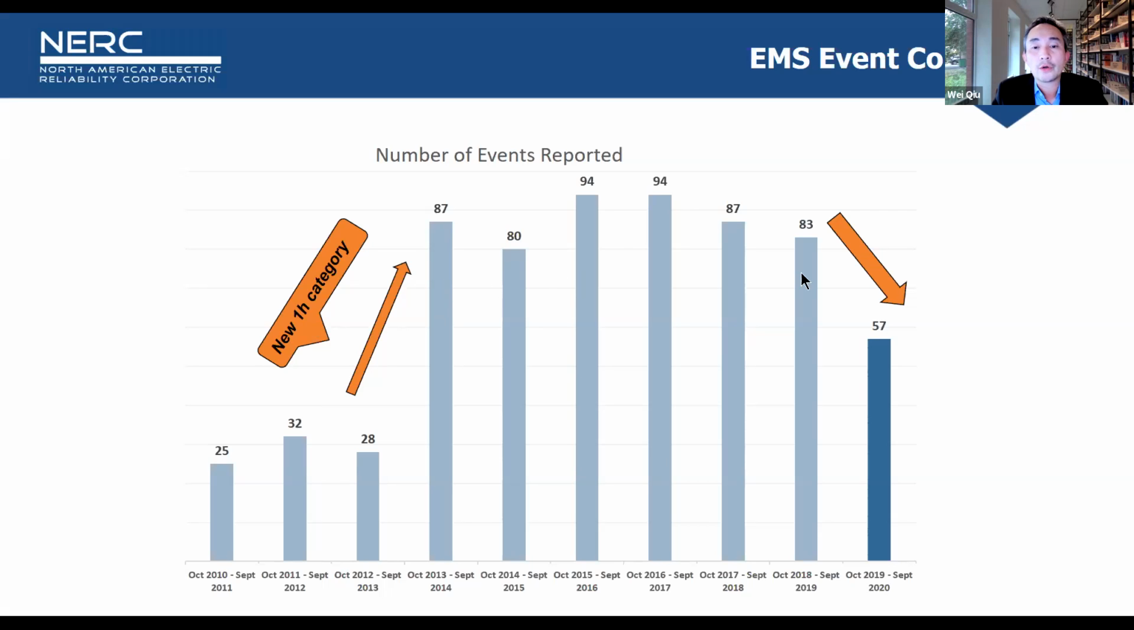Since then, you can see the number of events is quite stable and consistent, averaging about 80, maybe 87, 88. It's just up and down here. However, you can see this year there is a big drop, from 83 in 2018 down to 57 this year. So you may wonder what's going on.